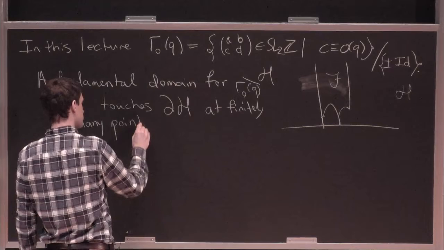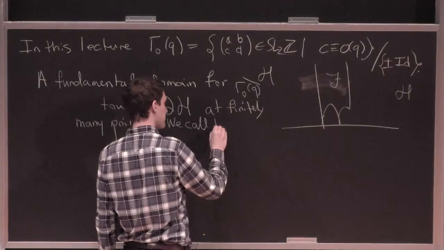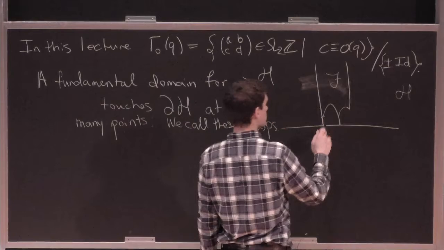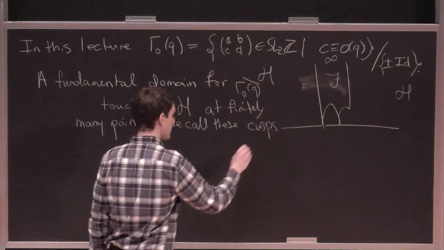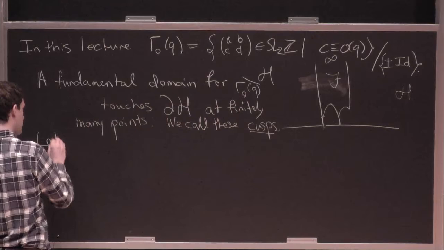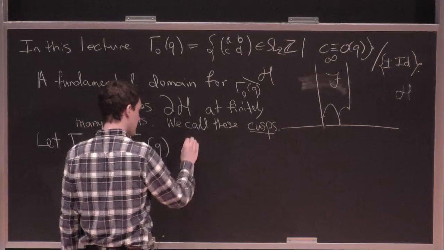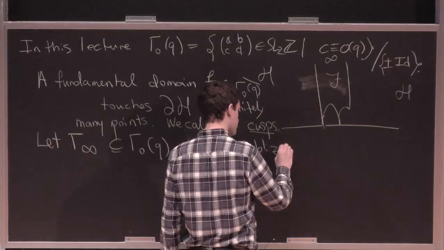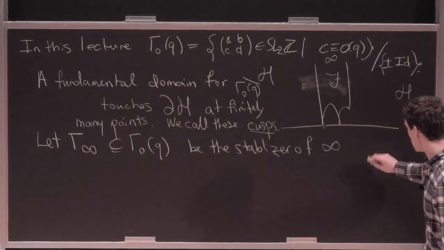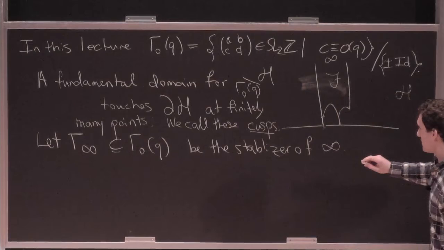And we call these cusps. So this has three cusps, here, here, and also the cusp at infinity. So I'm going to let gamma infinity inside gamma naught of Q be the stabilizer of the cusp infinity. In this particular case, we have a very explicit expression for what this gamma infinity is.